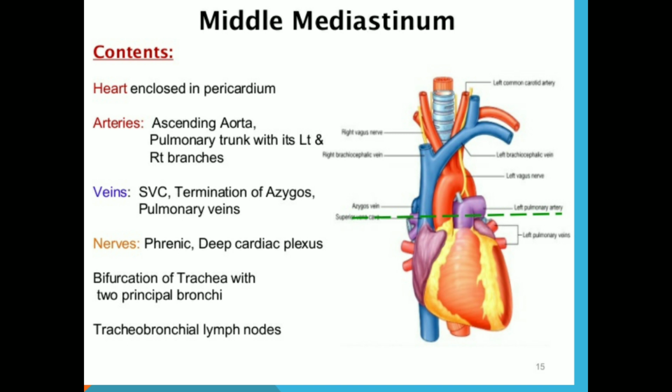See, the four pulmonary veins open into the left atrium. So the pulmonary veins you see there. Nerves are the phrenic nerve, deep cardiac plexus, then the trachea. What will happen here is the trachea will bifurcate, divide into two principal bronchi, and the group of lymph nodes present here is called the tracheobronchial lymph nodes. So all these things you see in the middle mediastinum.